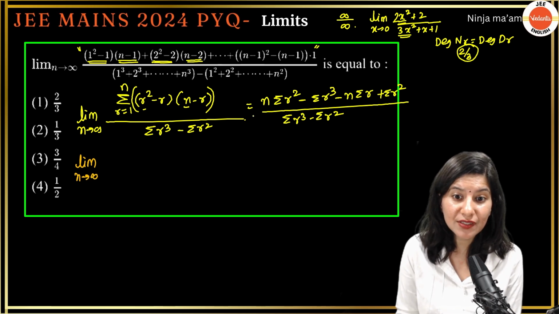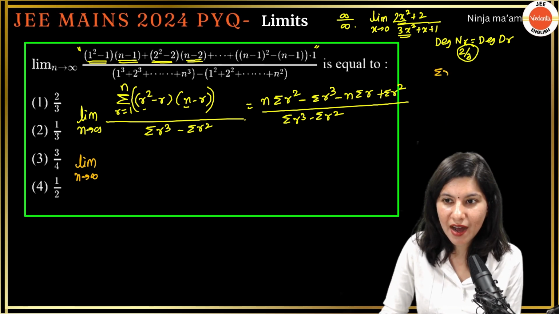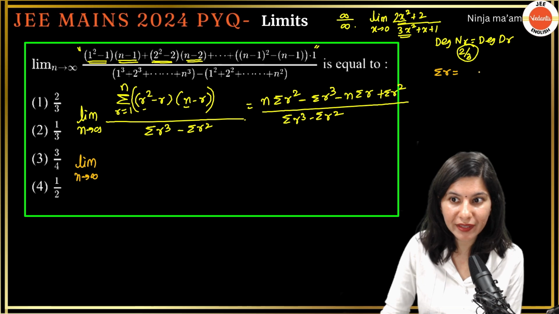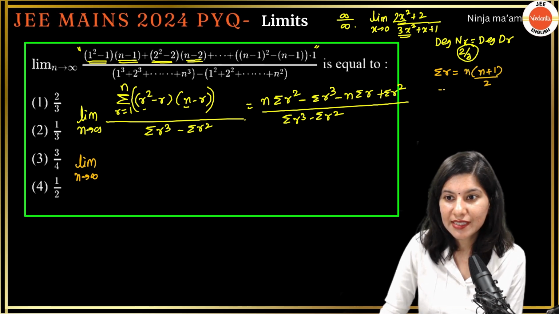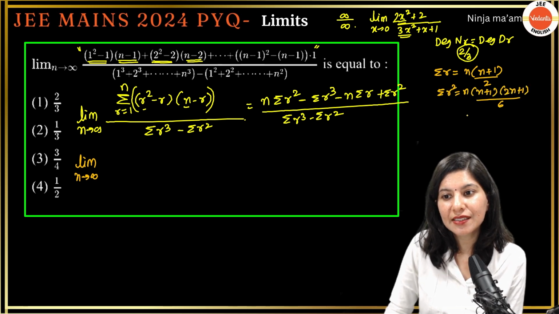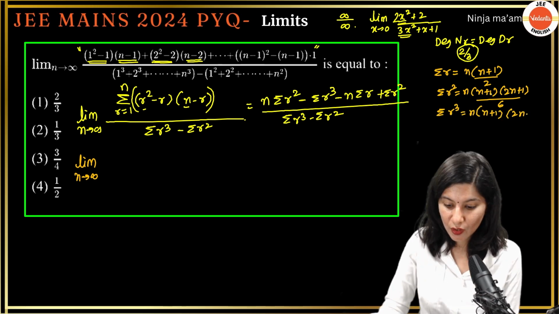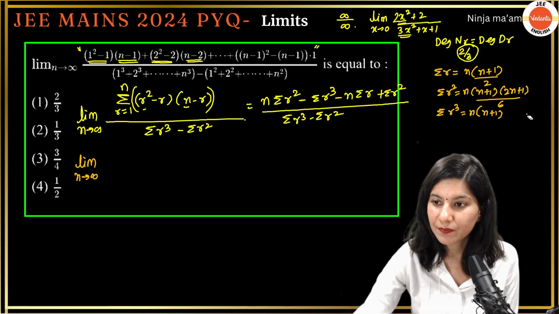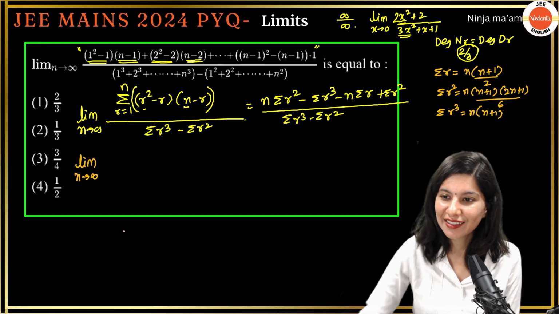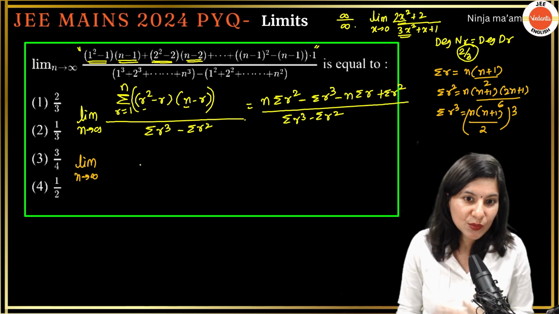n times. Now you can just right away put in all the sigmas. You know, sigma r, where sigma is operating from 1 to n, sigma r is what? n plus 1 by 2. Sigma r square is what? n plus 1, 2n plus 1 by 6. Sigma r cube is n plus 1 by 2 whole square. Yeah, these are the three formulas that you have to use. Okay, so let's do that.